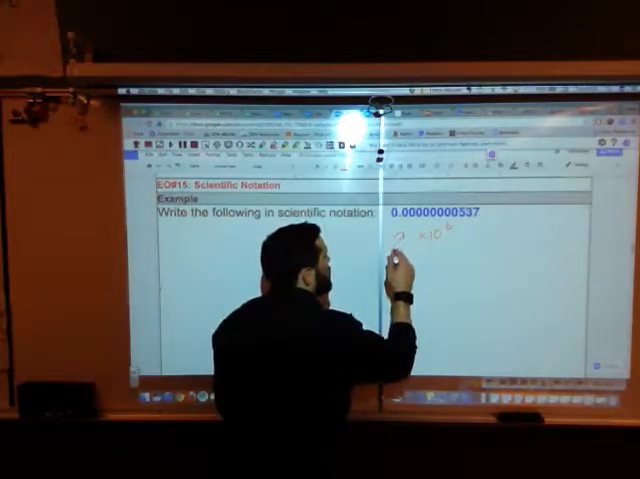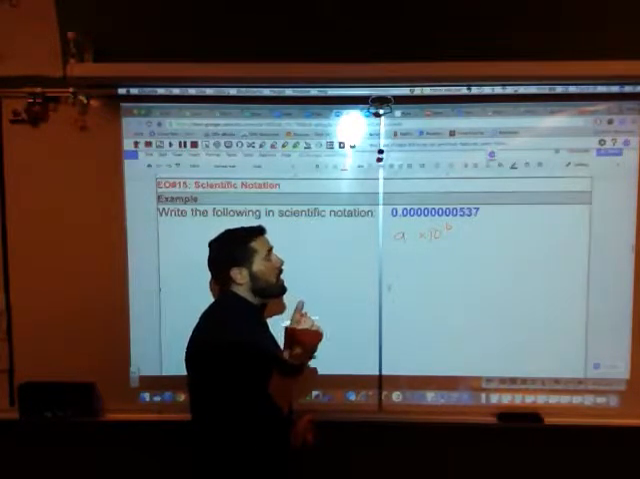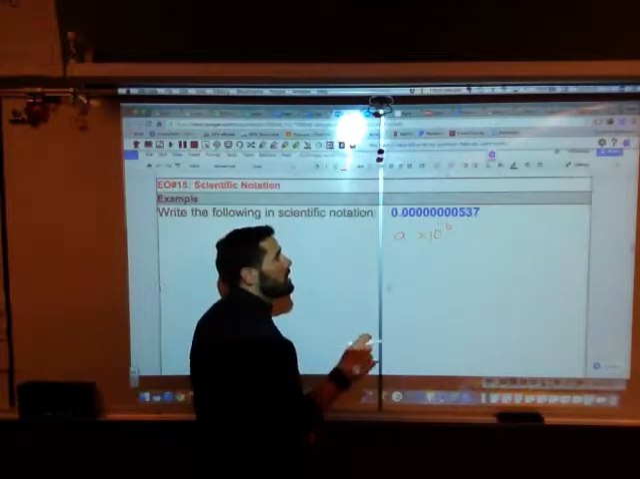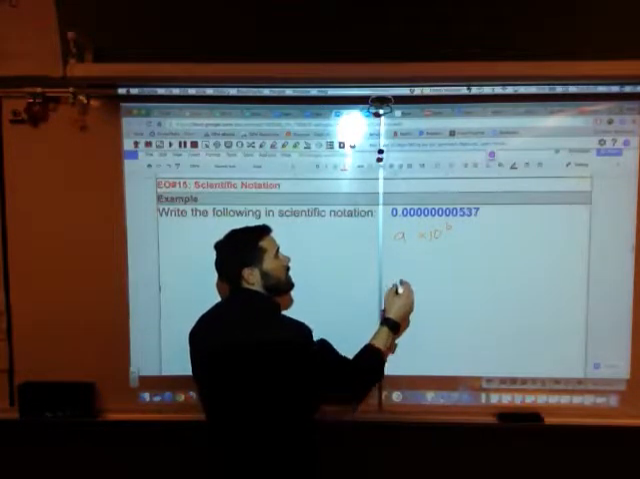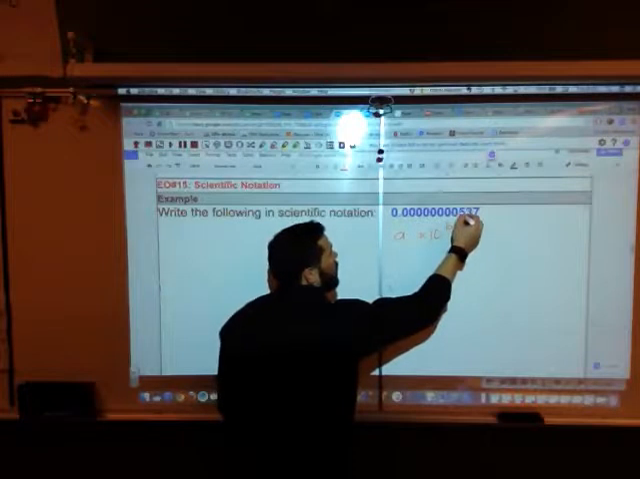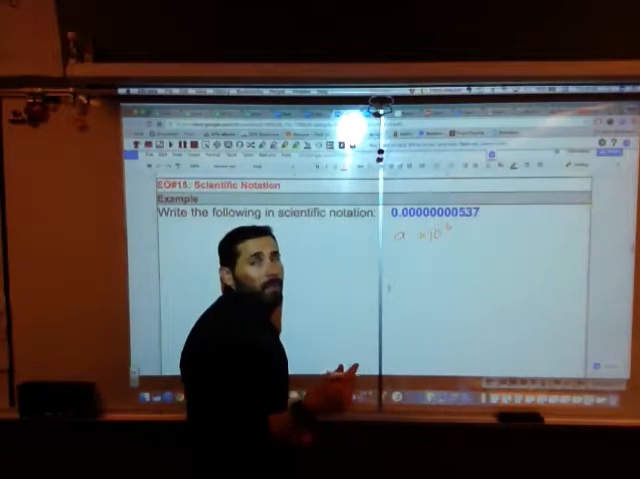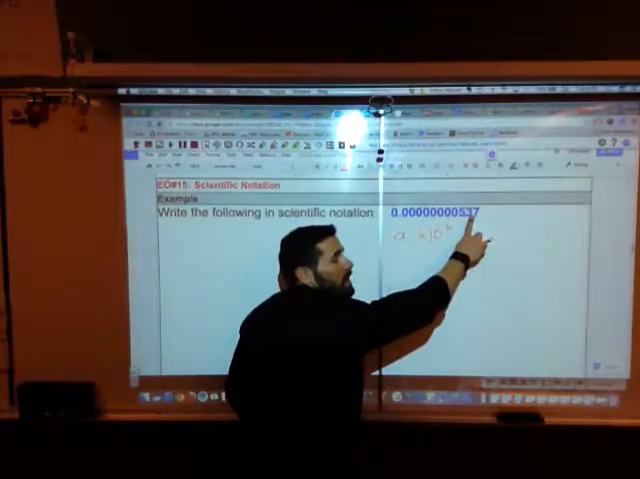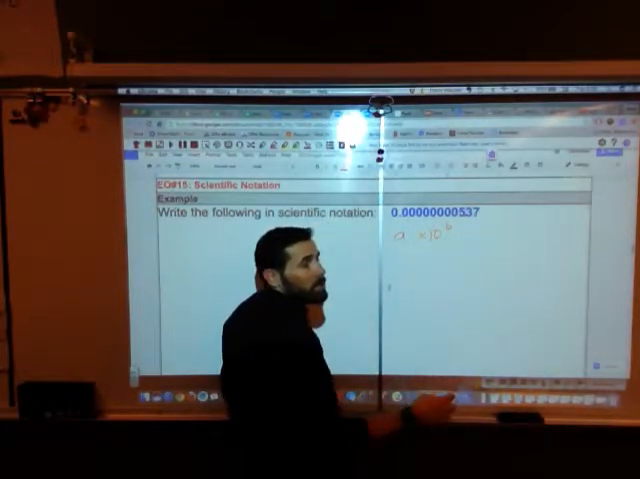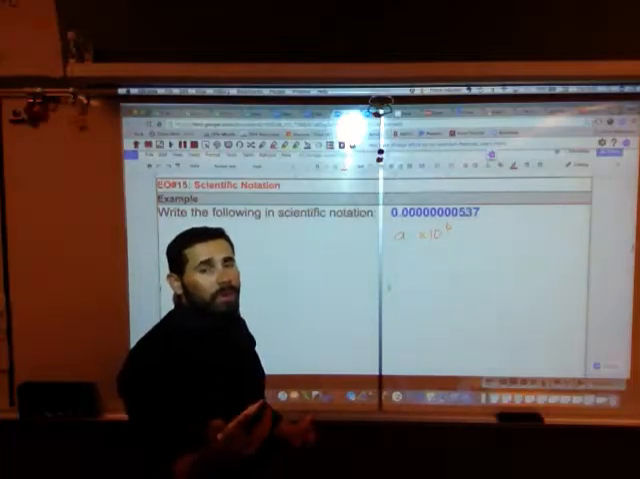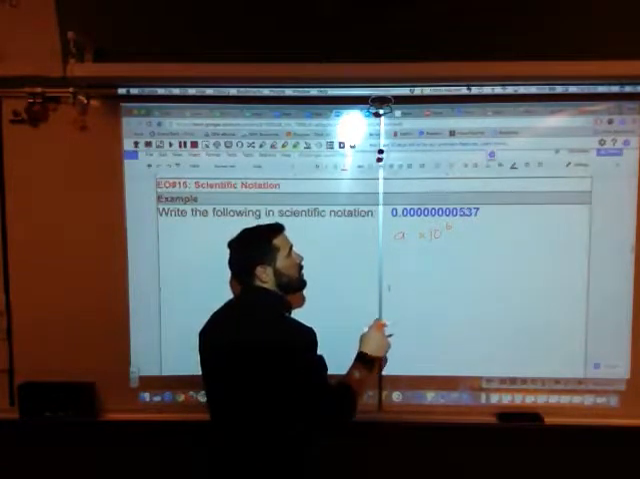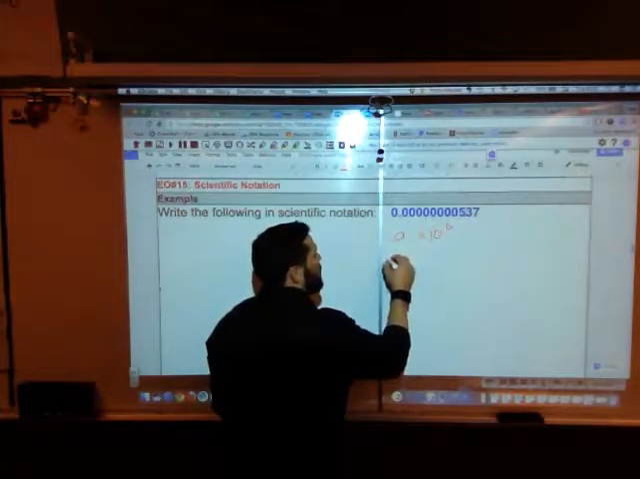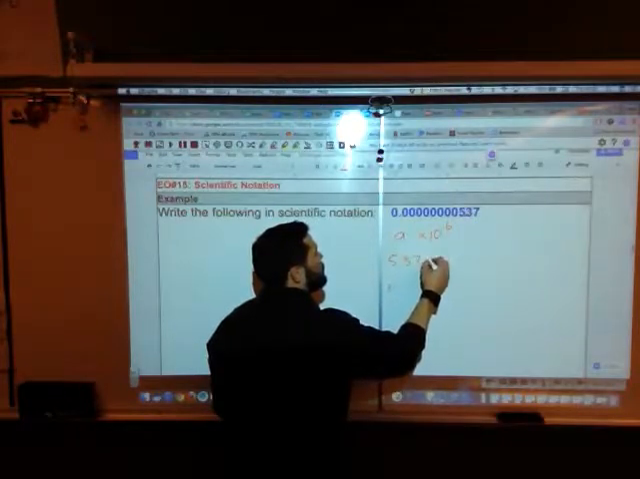So I'm going to try to get this a value, which is a number between 1 and 10, the absolute value of 1 and 10. So I'm going to move that decimal all the way to here, because 5.37 is between 1 and 10. If I put it here, that's 53, that doesn't work. Put it all the way over there, that's 537. That's not between 1 and 10. So I need 5.37. So I know that is where I'm going to end up.